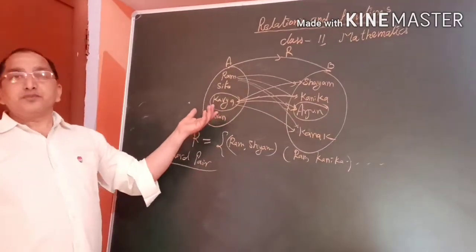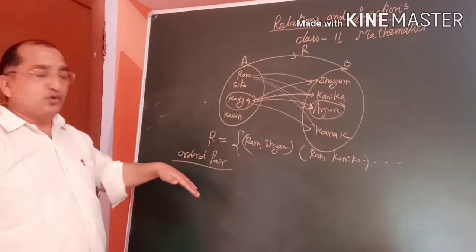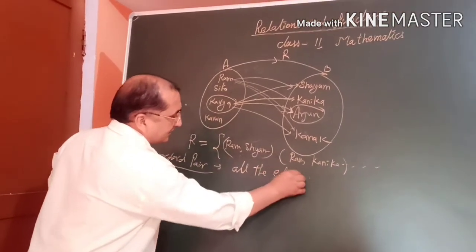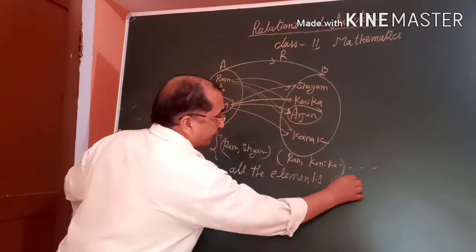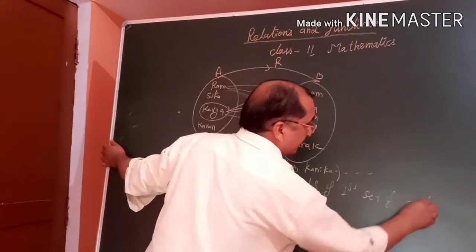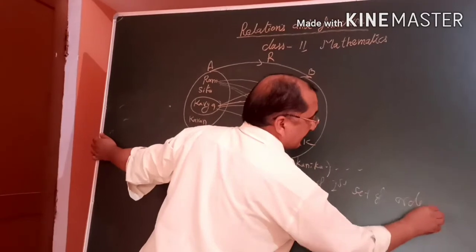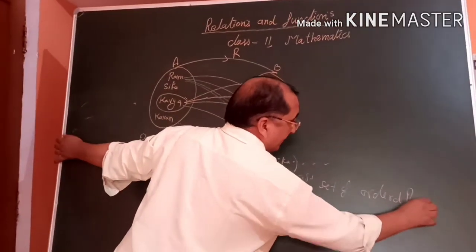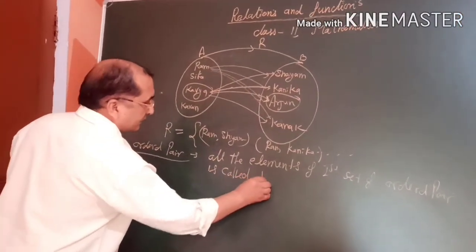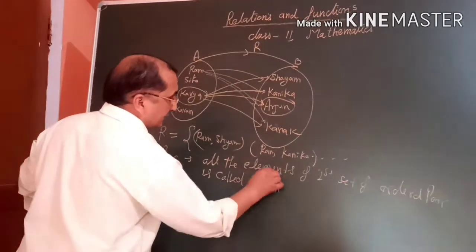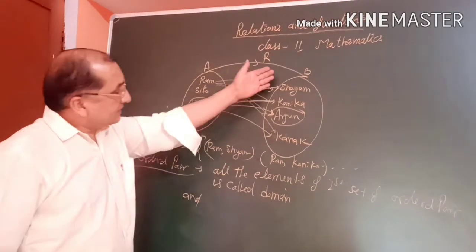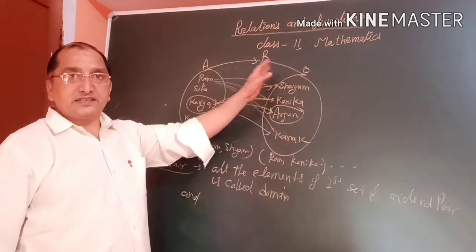All the elements of the first set of the ordered pair are called domain. And now see, the second elements of the second set.